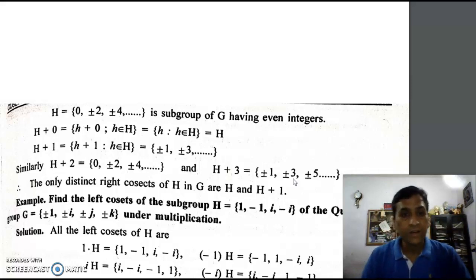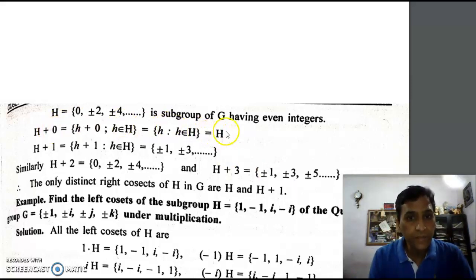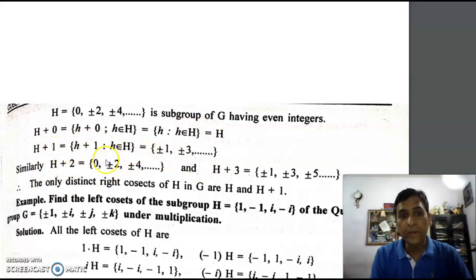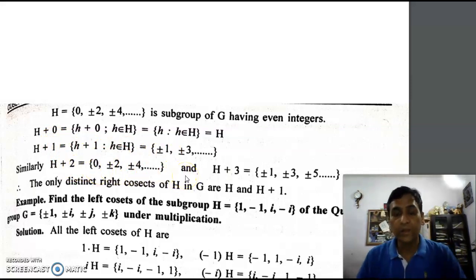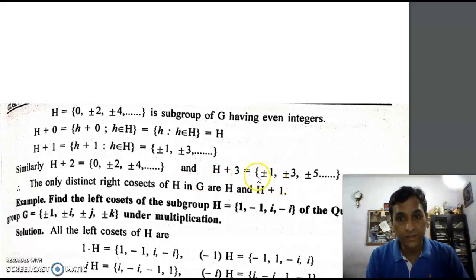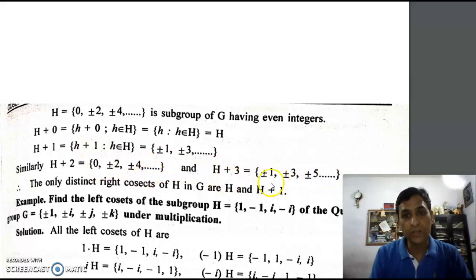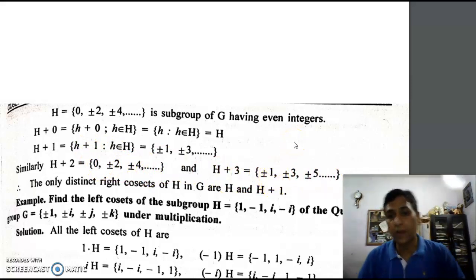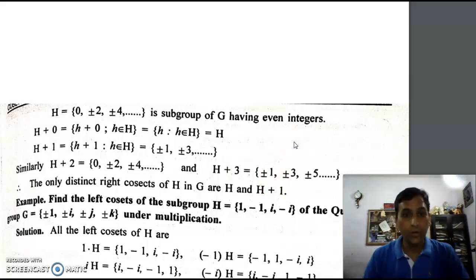So what we are seeing here is that on adding 0 I am getting the same H, on adding plus 1 I am getting odd integers, on adding 2 I am getting again the same H. So when I add 1 I get odd integers, and when I add 0 or an even integer I get this. So these two cosets are repeating. So the distinct cosets here are only two: one is the even integers, and the other is the odd integers. Distinct means different cosets, and there are only two. I can name them H and H plus 1.